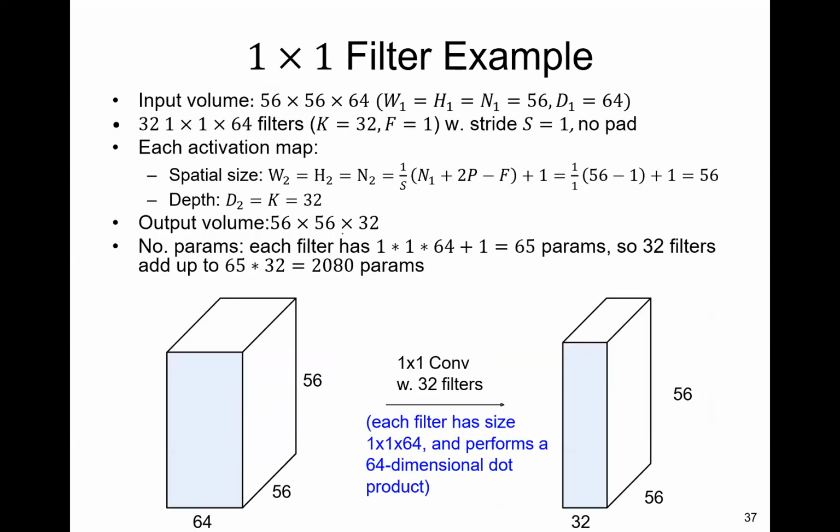Here's a 1x1 filter example. Suppose you have a 56 by 56 by 64 input volume, and you have 32 1x1 filters. Then the output is 56 by 56 by 32, which is equal to the number of filters. Number of parameters: each filter has 65 parameters. So 32 filters, you have about 2,000 parameters.